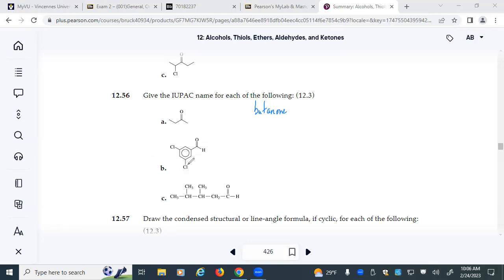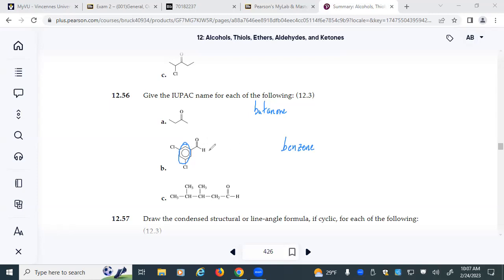Now, what about this second example? In the second example, we've got a lot of different groups in it. So let's identify them one at a time. The thing in the middle, what is it? That's benzene. So we know we're dealing with a benzene substance. We're dealing with an aromatic. Remember, aromatics are just benzene and benzene derivative compounds.